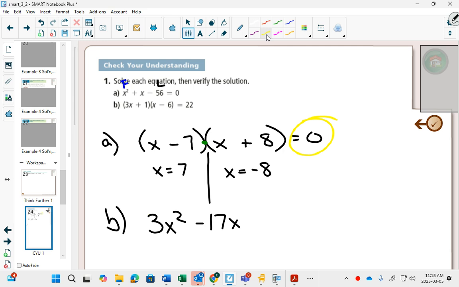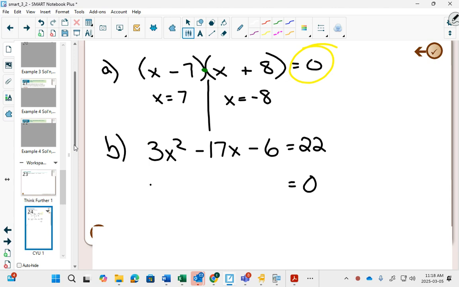And my last one's 1 and minus 6. Minus 6 still equal to 22. So if I need it equal to 0, does it make sense we'd have to subtract 22 on both sides? Minus 28. Now for factoring.